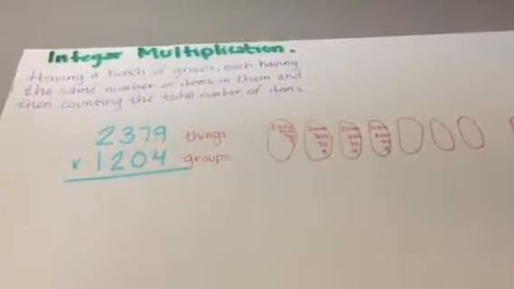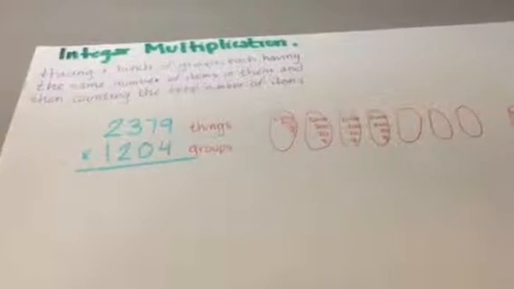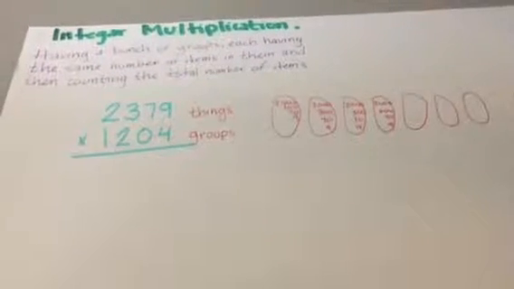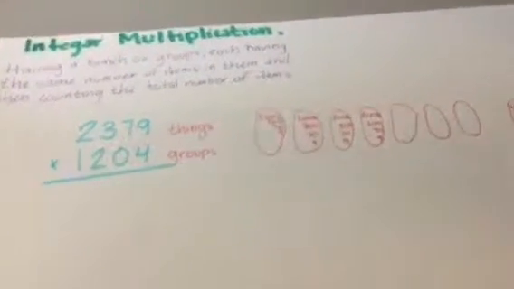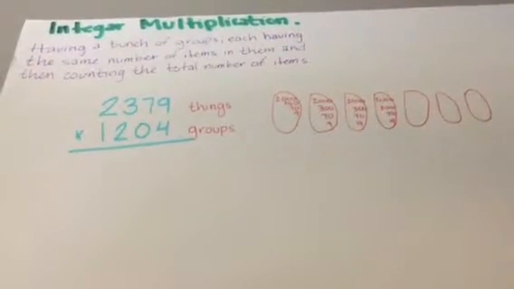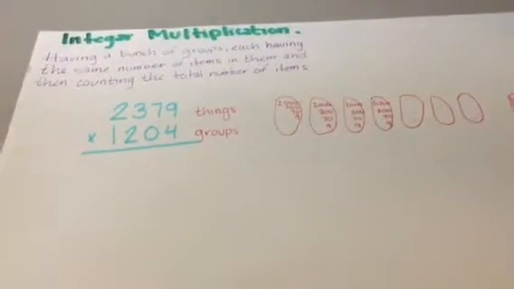Multiplication. The definition of multiplication is having a bunch of groups, each having the same number of items in them, and then counting the total number of items. So we have 2,379 things times 1,204 groups. So that means we have 1,204 groups and each one has 2,379 things in each.